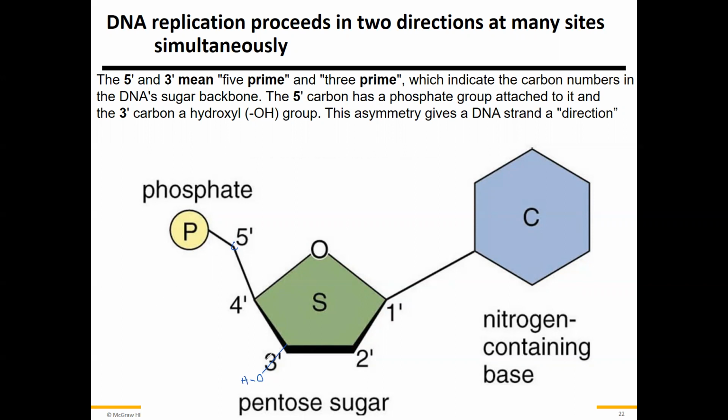Now this 3' carbon, it can use this OH group that's hanging down here to form a bond with a new nucleotide.